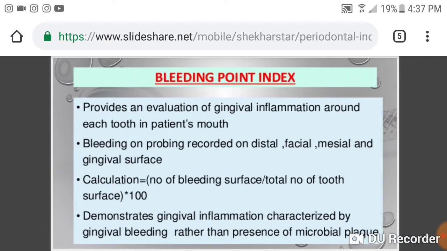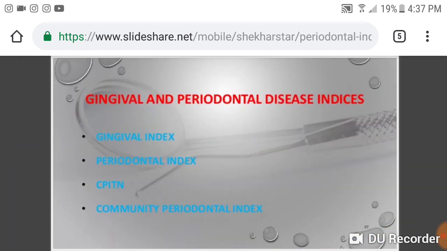Bleeding point index provides an evaluation of gingival inflammation around each tooth in the patient's mouth. Bleeding on probing is recorded on distal, facial, mesial, and lingual surfaces. Calculation: number of bleeding surfaces divided by total number of tooth surfaces times 100. Demonstrates gingival inflammation characterized by gingival bleeding rather than presence of microbial plaque.